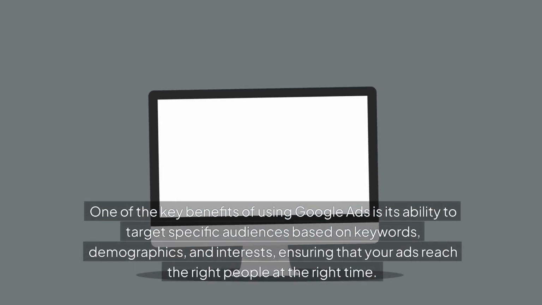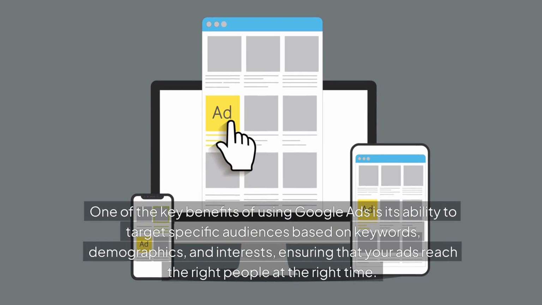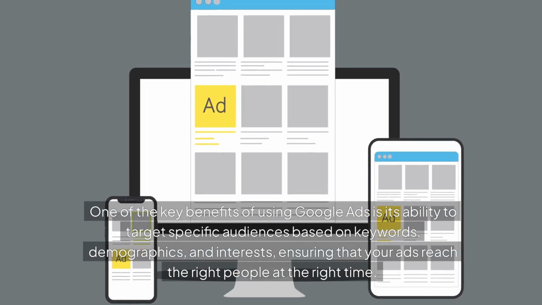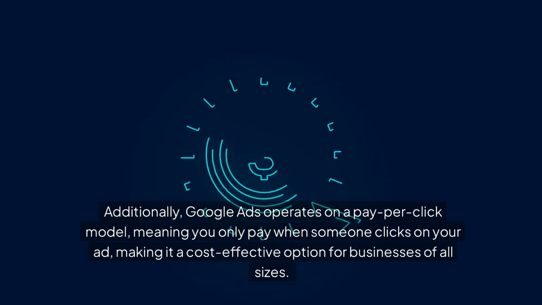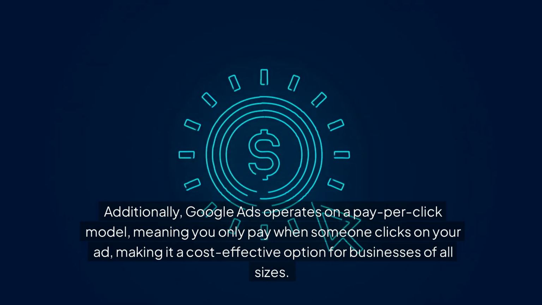One of the key benefits of using Google Ads is its ability to target specific audiences based on keywords, demographics, and interests, ensuring that your ads reach the right people at the right time. Additionally, Google Ads operates on a pay-per-click model, meaning you only pay when someone clicks on your ad, making it a cost-effective option for businesses of all sizes.